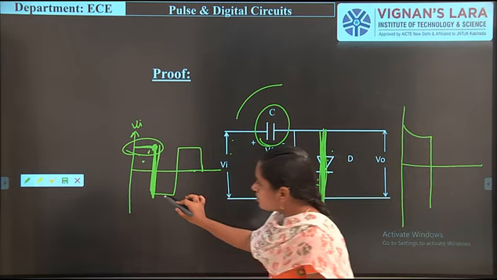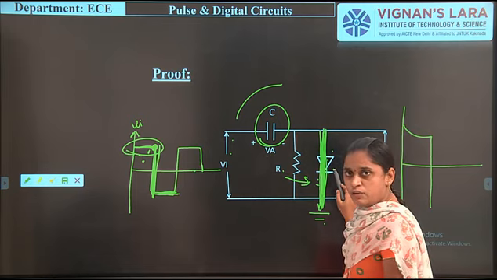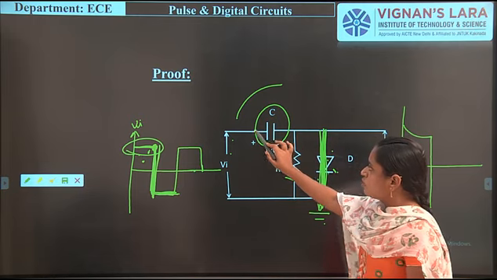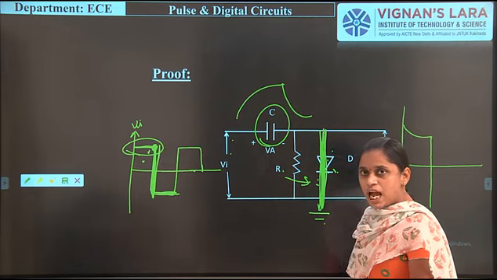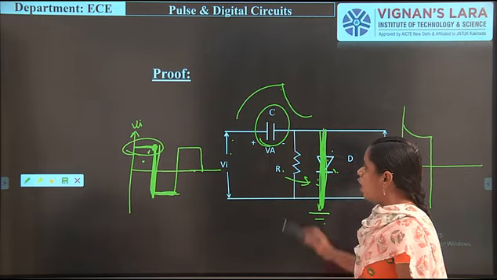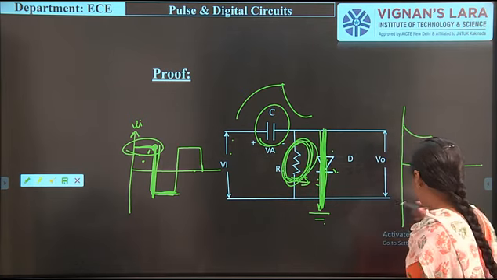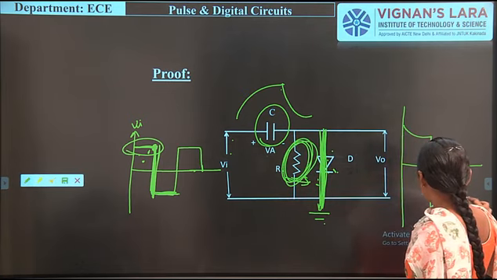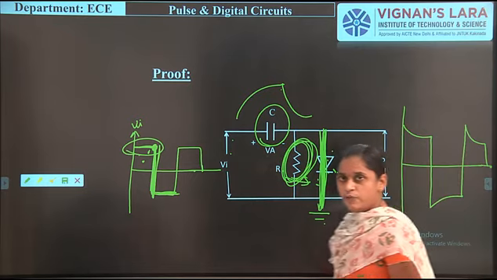Next, a negative signal is passing through this circuit. In this time the diode is in off condition. When the diode is off, the capacitor starts discharging in this direction. When the capacitor discharges in this direction, obviously the voltage across this resistor increases. So it increases like this, and the waveform will be like this.